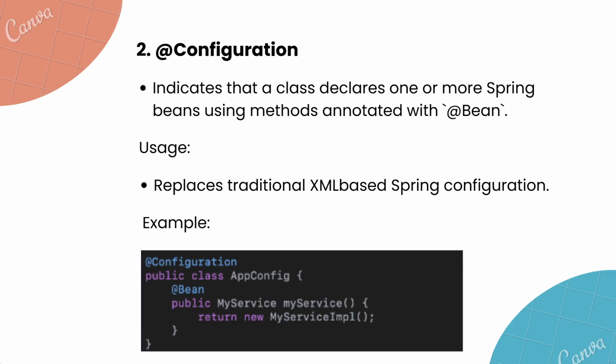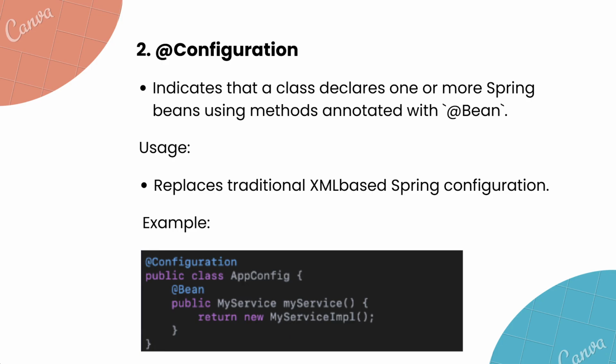The service request: when another service or controller asks for the MyService bean, Spring uses the configuration to provide the MyServiceImpl instance. Singleton behavior: the same MyServiceImpl instance is reused throughout the application.